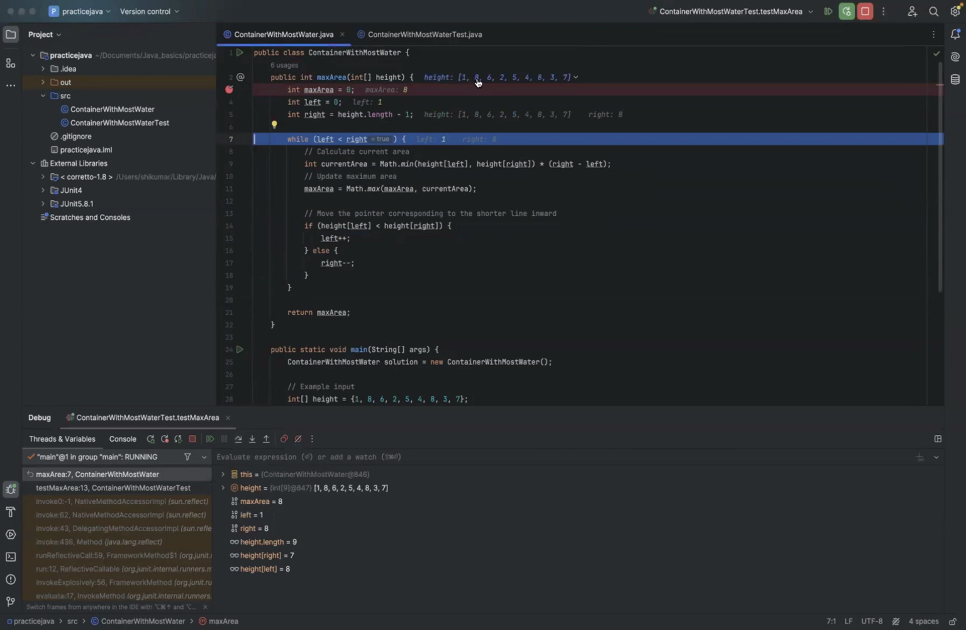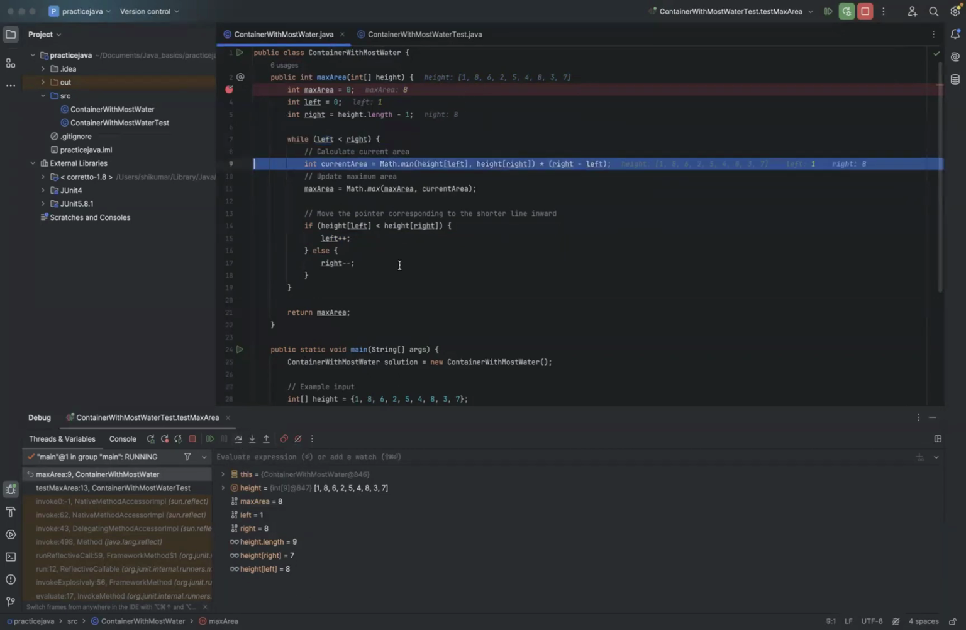Now we will check for this 8, because left is 1, so height of left will be 8 now. We go to the next line and see height of left is 8, and height of right: right is also 8, so that is 7. So 8 comma 7, which is smaller? 7 is smaller, right? So we get 7 in this, and this is right minus left. Right currently is 8 and left is 1, so 8 minus 1 is 7.